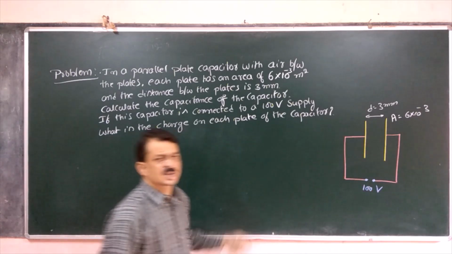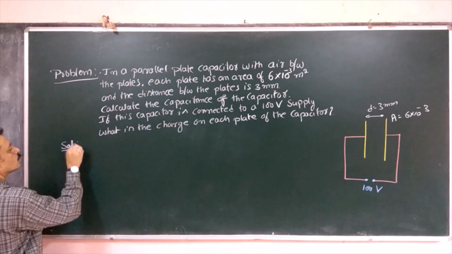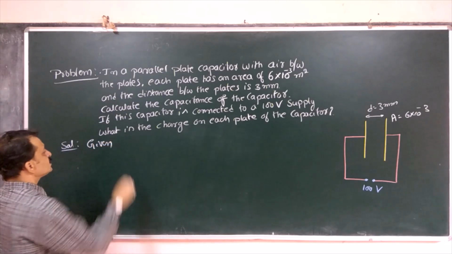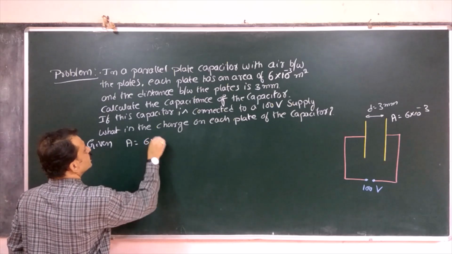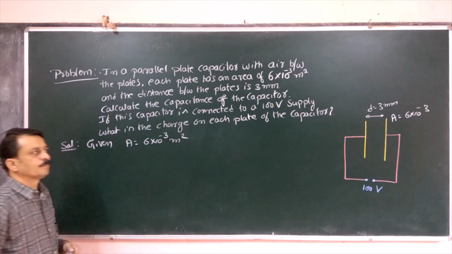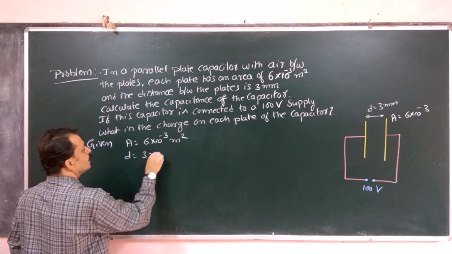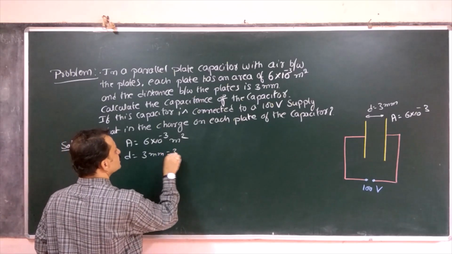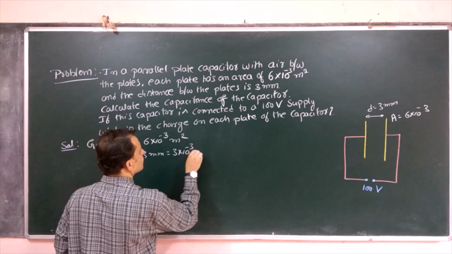What is the charge, to find out. Okay, so solution, given: area of each plate is given. Now area is equal to 6 into 10 to the power of minus 3 meter square. The distance of separation D is given, that is 3 millimeter. So we have to convert it to meter, that is 3 into 10 to the power of minus 3 meter.